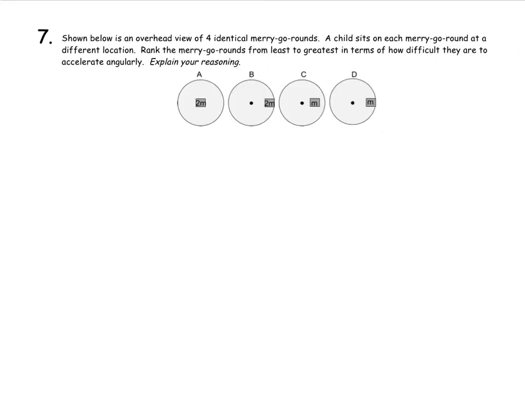All right, so for this one, we want to rank how difficult it would be to cause each of these objects to accelerate angularly. So really what we're thinking about is moment of inertia. And with that, we know that I is equal to mr squared. So the things we're really thinking about is the amount of mass that we have and how far that mass is from our pivot point. So starting with the least, we see here that if we have a 2m mass directly in the center, although that's a decent amount of mass, it's right on the pivot. So our R value here would be 0.